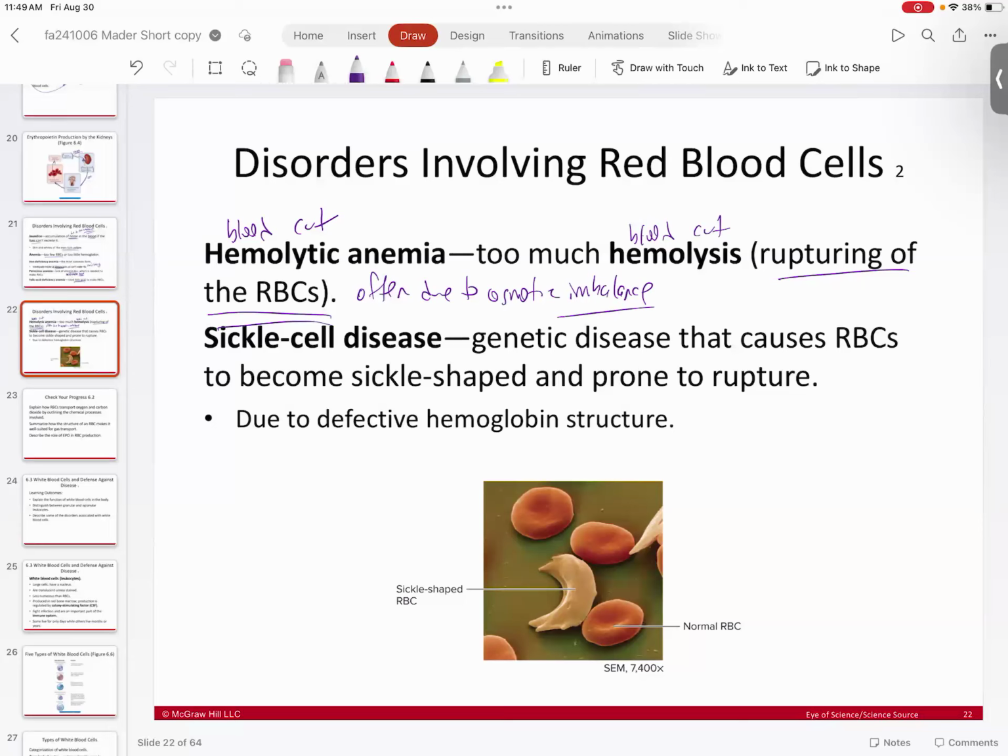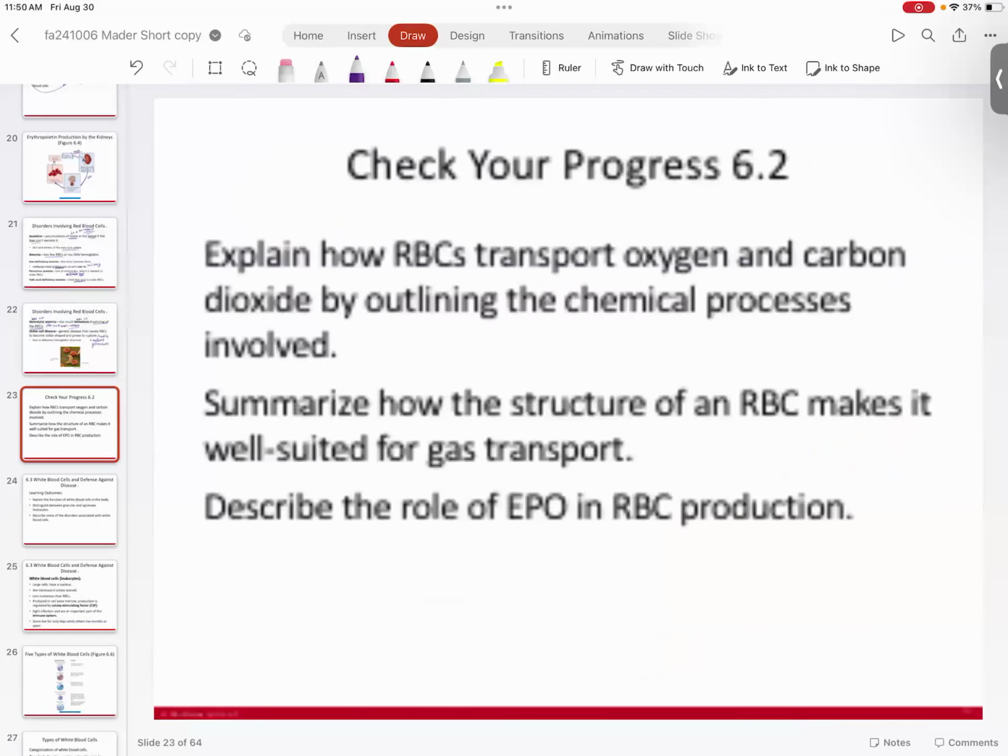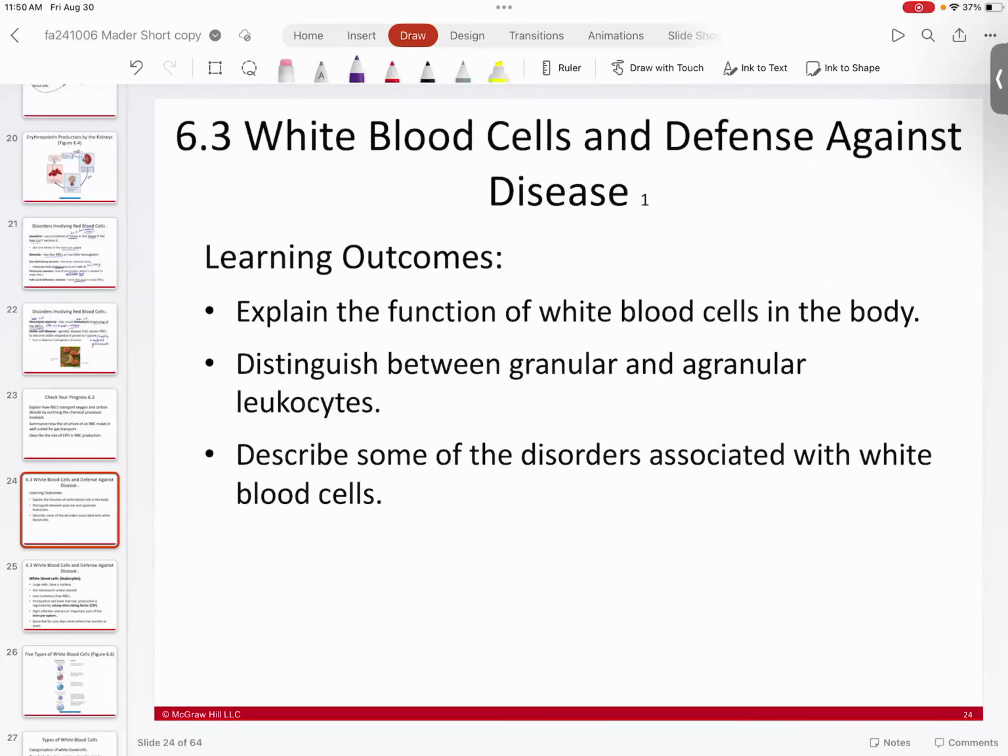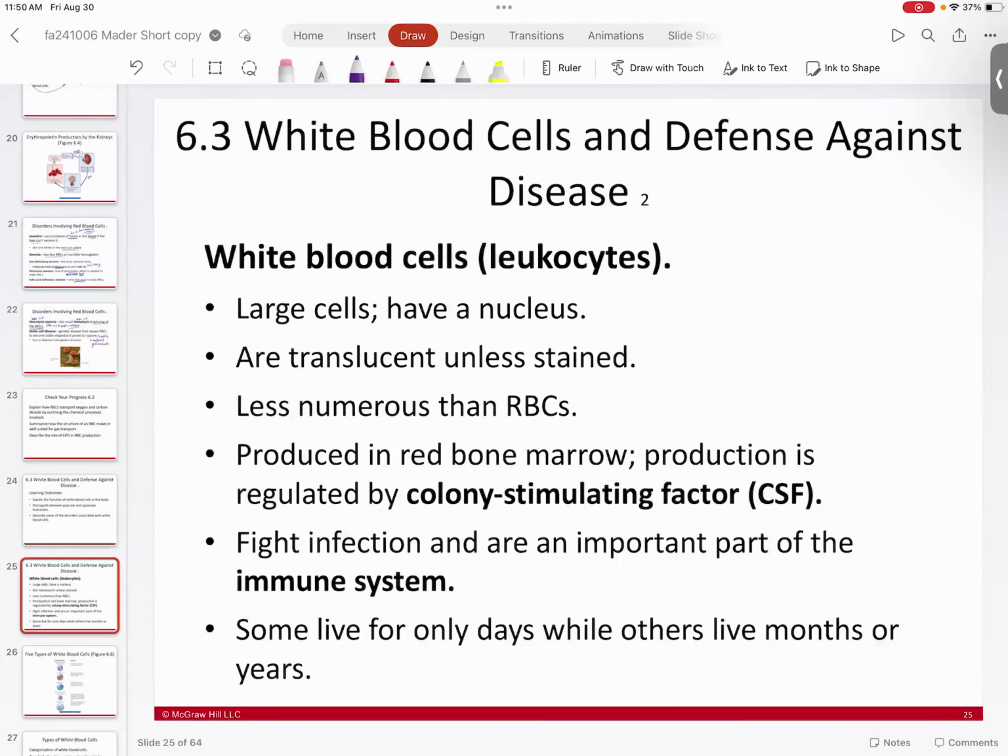Sickle cell anemia is a genetic disorder. It's basically a malformed beta globin. So it's malformed, and it creates this sort of sickled cell that is not able to transport oxygen sufficiently. So let's go ahead and take a look now. That's the red blood cells.